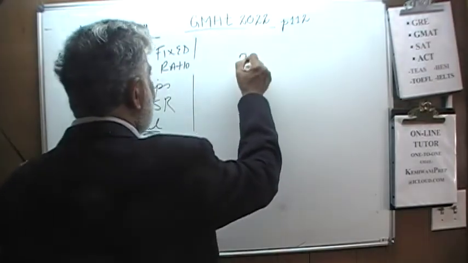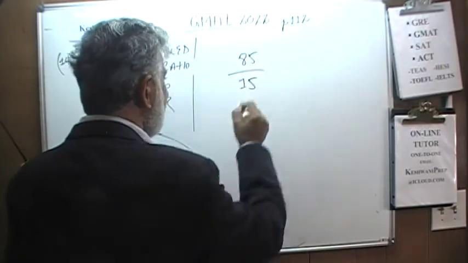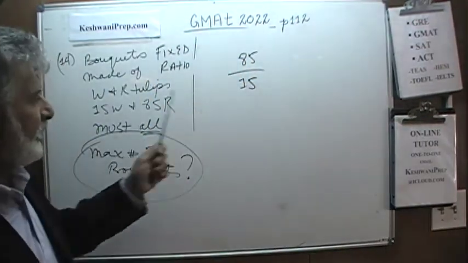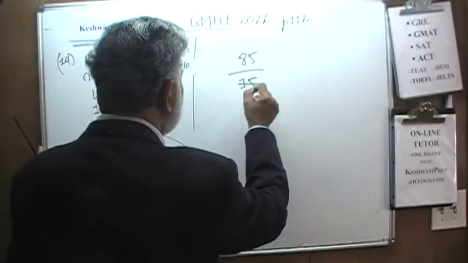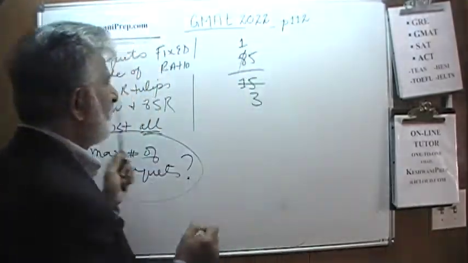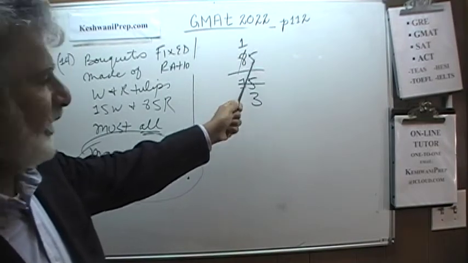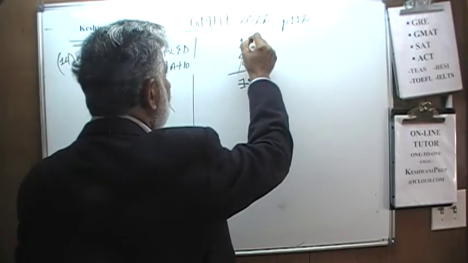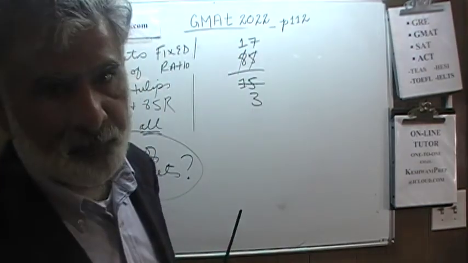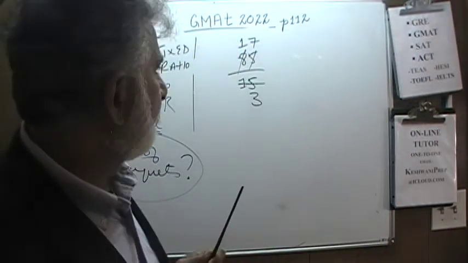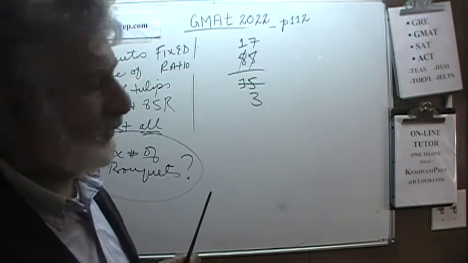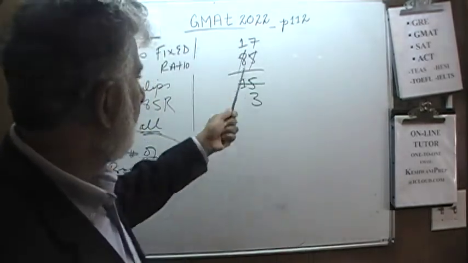So we have 85 over 15. Let's reduce it, shall we? Let's divide top and bottom by 5. We get 3 here. 8 is made up of 1 5. After we take away 5 from the 8, we have a remainder of 3. 3 goes and joins the 5, then becomes 35. And 35 is made up of 7 5s. 7 5s are 35. There we go, 17 to 3.